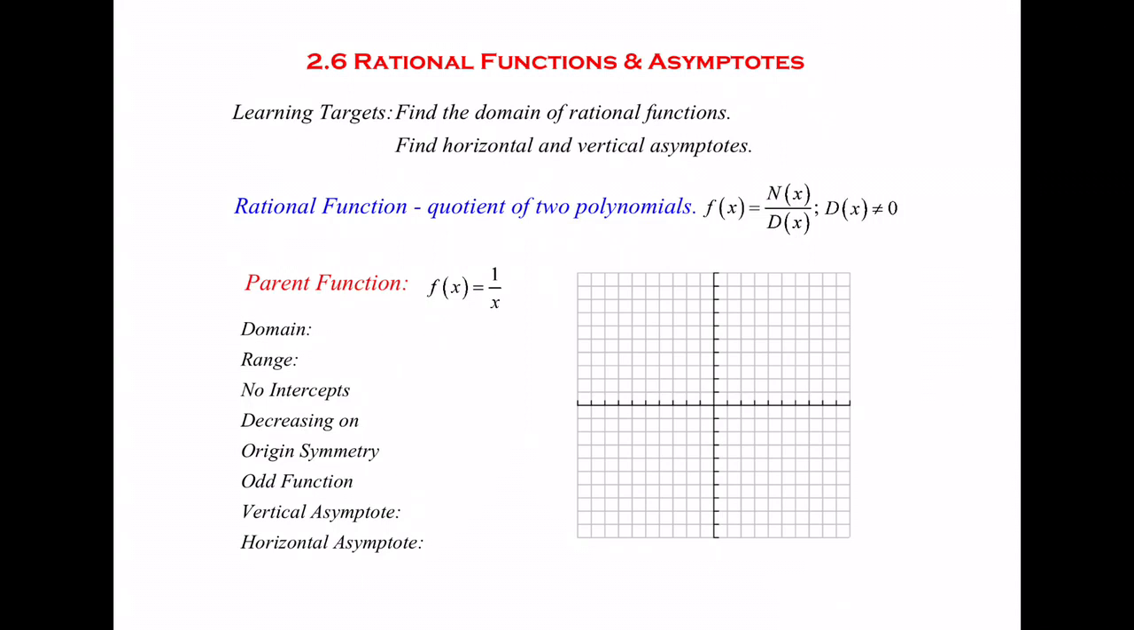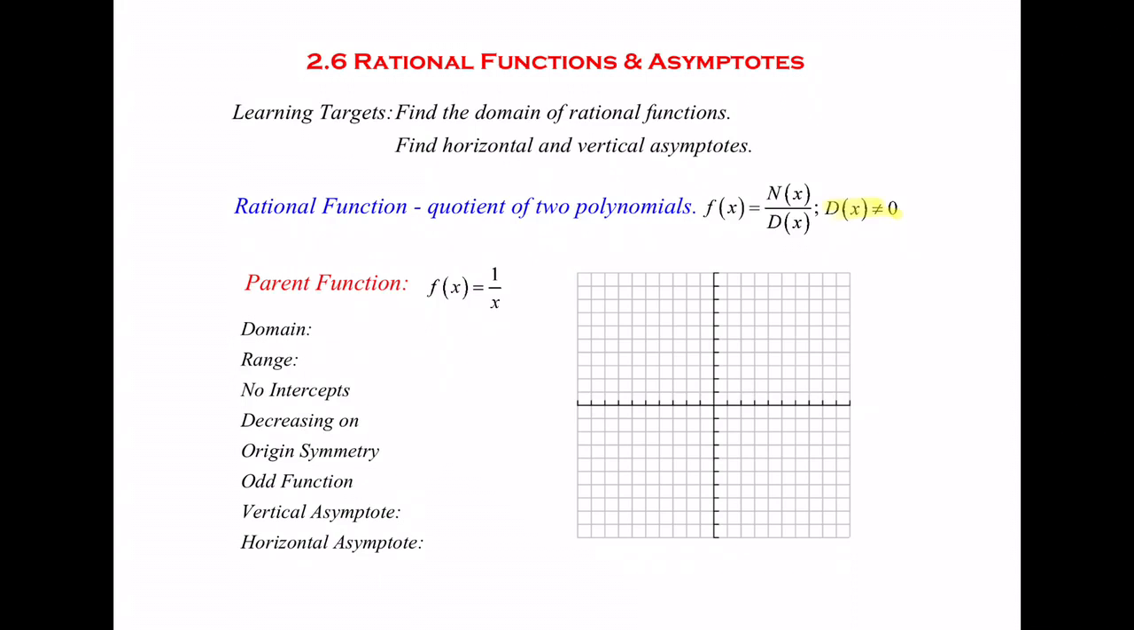We are going to start with the parent function of a rational function, which is f of x equals 1 over x. But what is a rational function? A rational function is the quotient of two polynomials, just so that the denominator polynomial is not equal to 0, because we know we can't divide by 0. So let's go through the parent function. We want to graph f of x equals 1 over x.